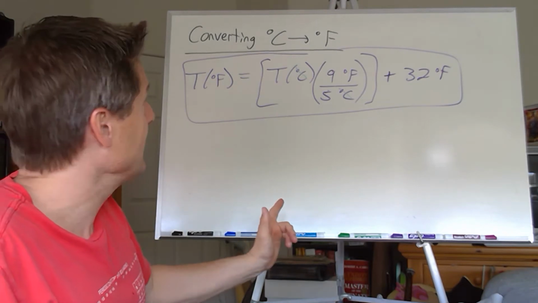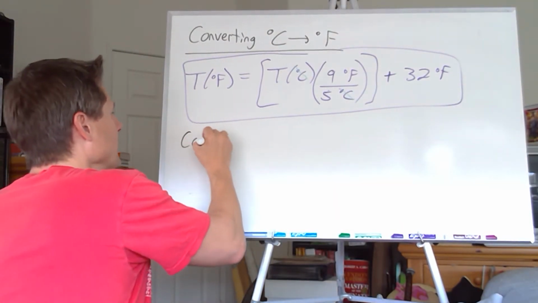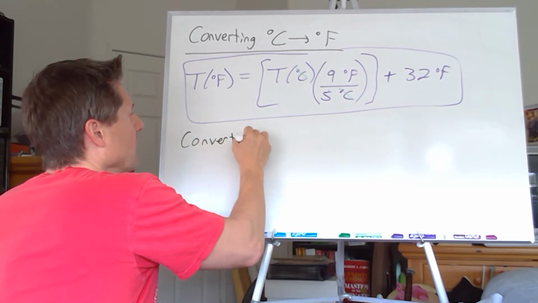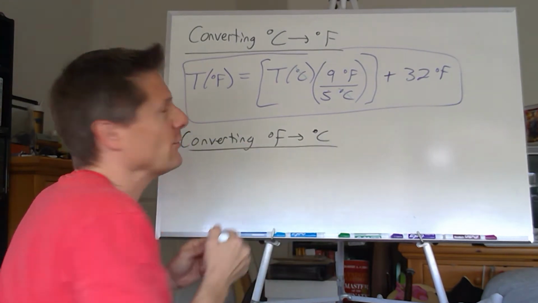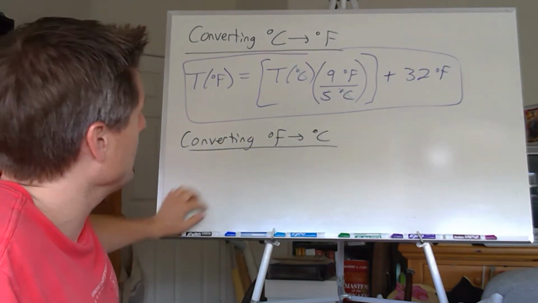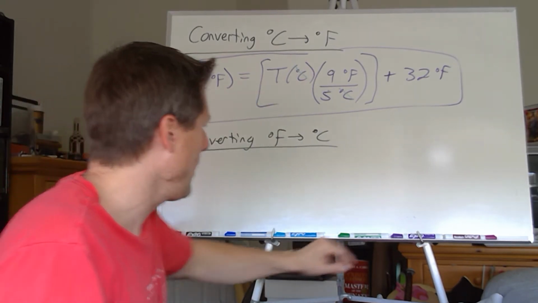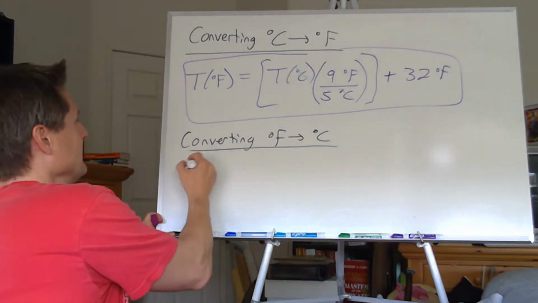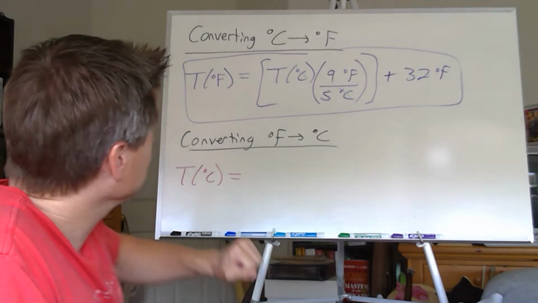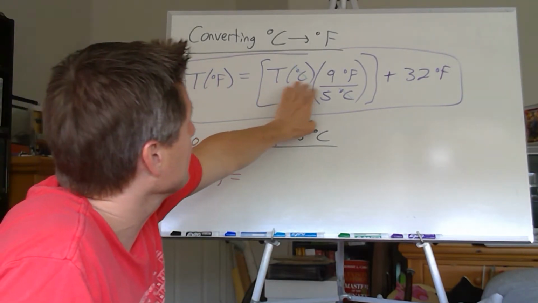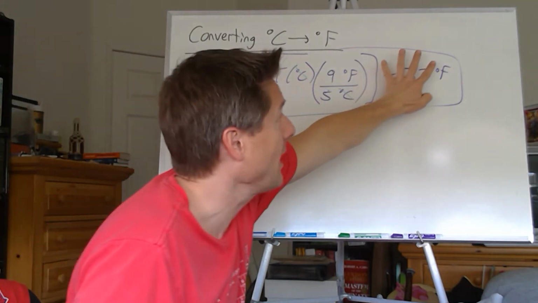Now, if I want to flip it the other way and convert degrees Fahrenheit to degrees Celsius, we don't really need to rederive anything. Let's just rearrange this equation and isolate this. Okay? So if I want the temperature in degrees Celsius, see if I can do this right off the top of my head. I want to isolate this. So I'm going to subtract 32 from both sides, right? So if I want to get rid of that first.